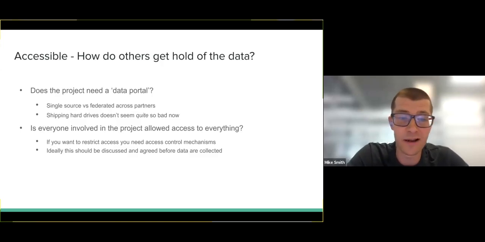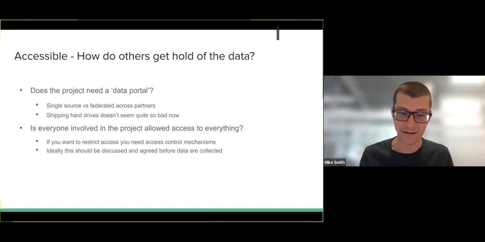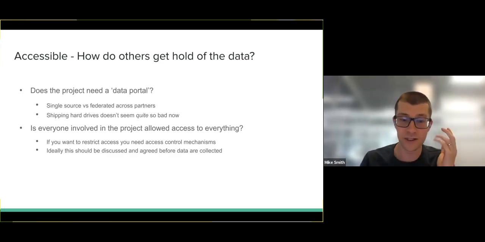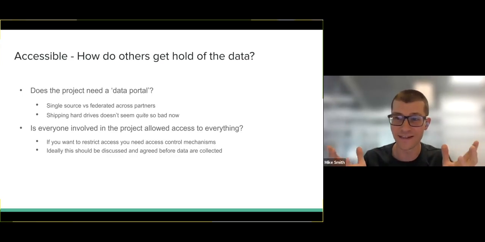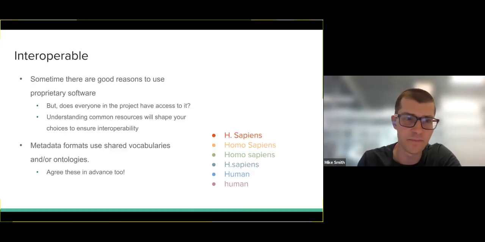And you also at this point want to consider, does everyone in the project have access to all of this data? Should they be allowed it? Did you agree this up front? If you want to restrict the access of people, you need some mechanism for doing that. You can't put everything in a shared file with open permissions to everybody if that's not really what you wanted to do, right? And ideally, you should have discussed this and agreed it all before any of the data are collected, right? So you have some idea of the level of infrastructure you need. But those are the kinds of approaches to making data accessible.